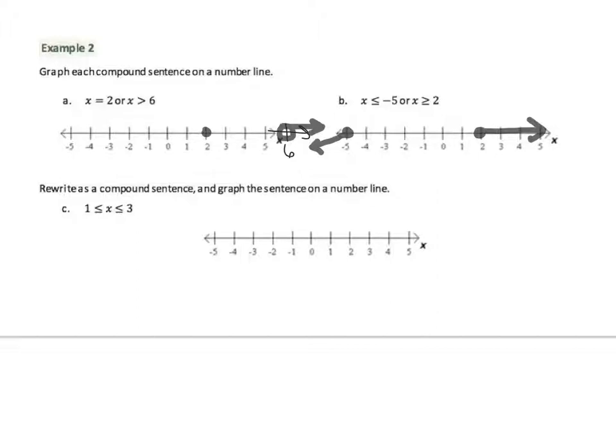Very cool. Rewrite it as a compound sentence and graph the sentence on a number line. So here I have x is greater than or equal to 1 and x is less than or equal to 3. That's when they're connected like this, it's an "and" statement. And that's really important to see. Now I'm going to graph the 1 and the 3. So it's bigger than 1 and smaller than 3. That means it has to be in between those 2 points.